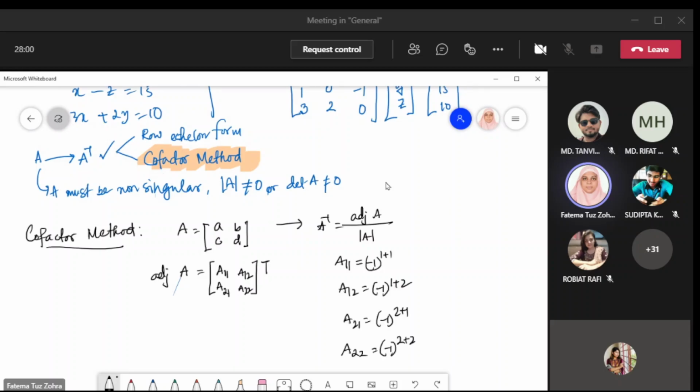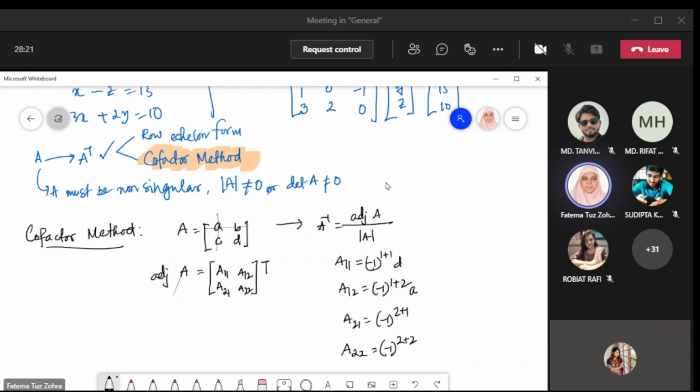Then the cofactor of A11, that means this column and this row should be omitted. So what is left? D. And A12, 1, 2. So this one and this one will vanish. So what is left? A. So then A21, 2, 1 will be vanished. So what is left? B. 2, 2. So what is left? A.